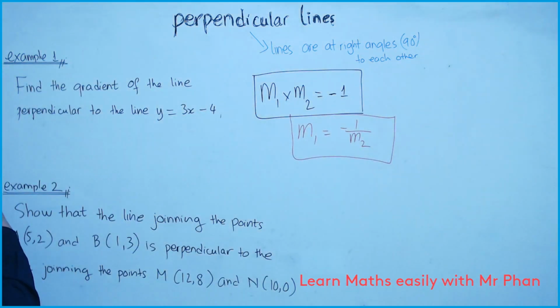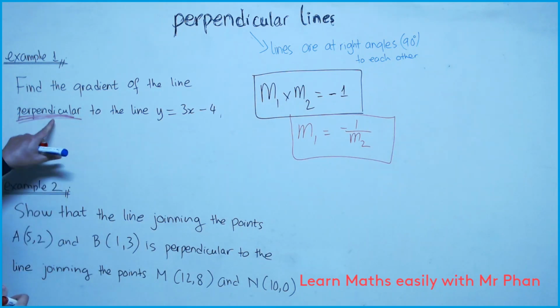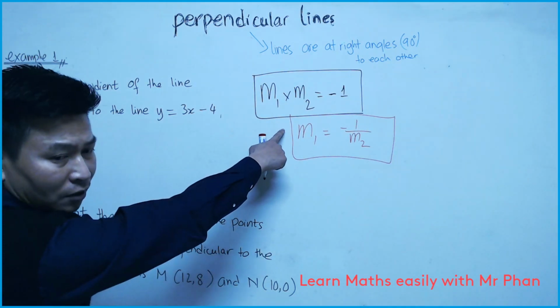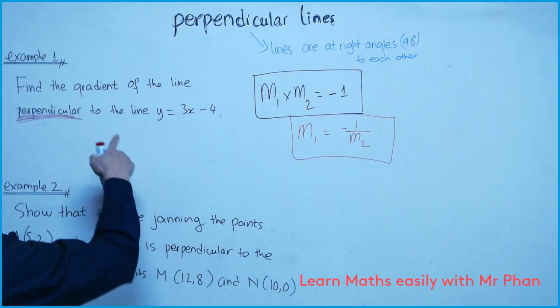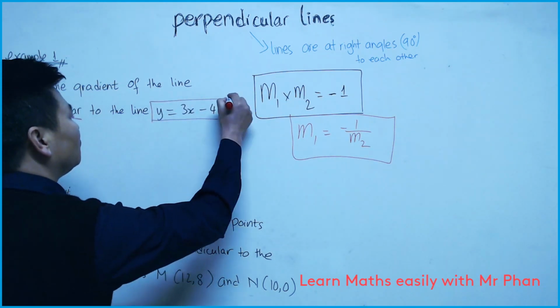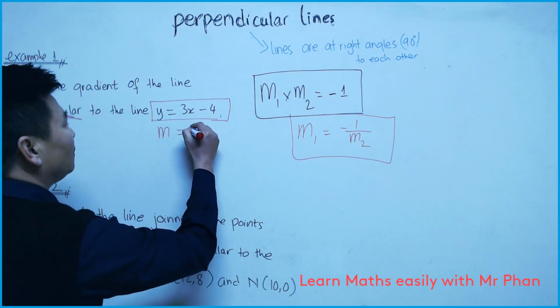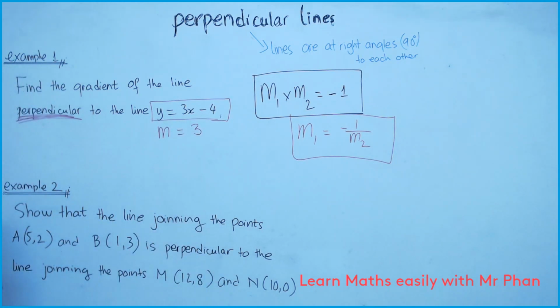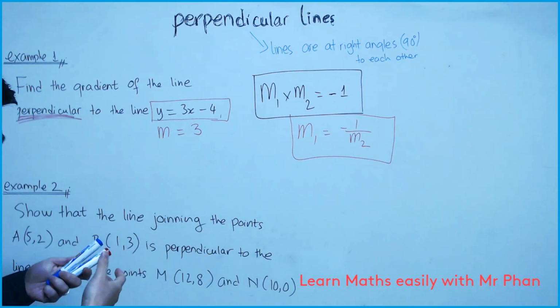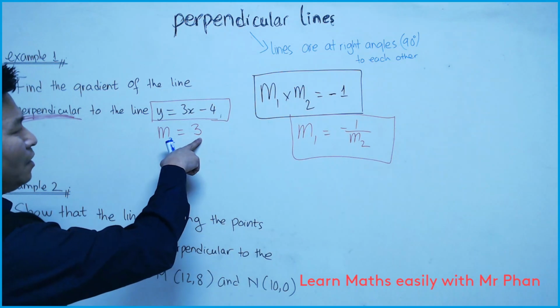Now, you see the key word here is perpendicular. When perpendicular, you think about this formula. Okay, so look at the line. What is m here? m here is equal to 3. So I call that one m1. You can call that one m2, it doesn't matter. I call that one m2.